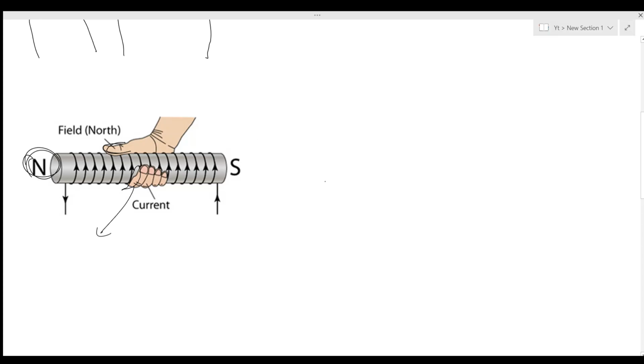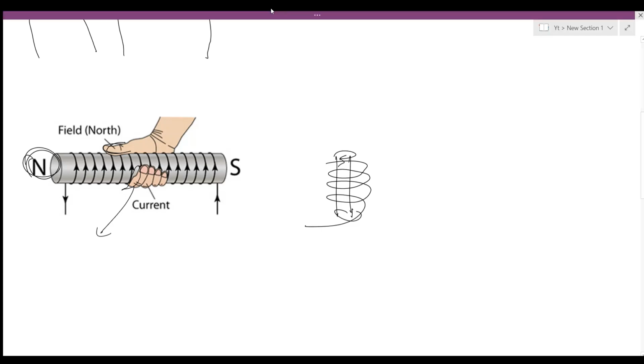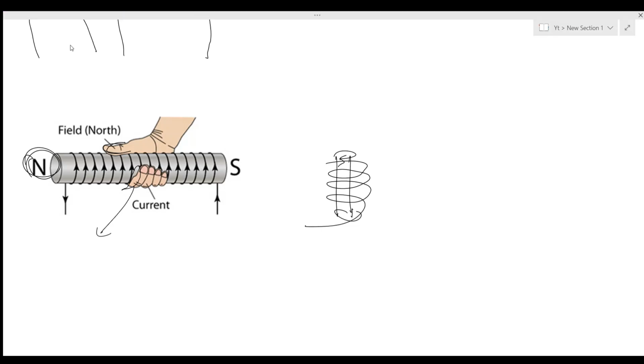So let's do a bit more complicated. All right. So let's say this is a wire, okay, and this is the solenoid that wounds around the wire, okay, and so the direction of the magnetic field. Okay, you know what? Let's make it less complicated.